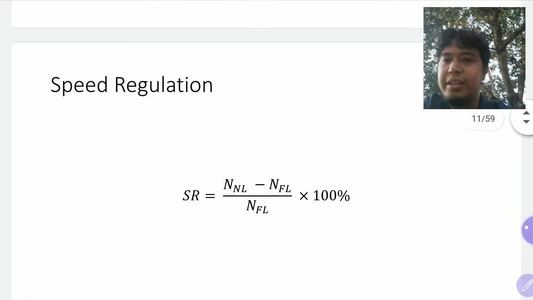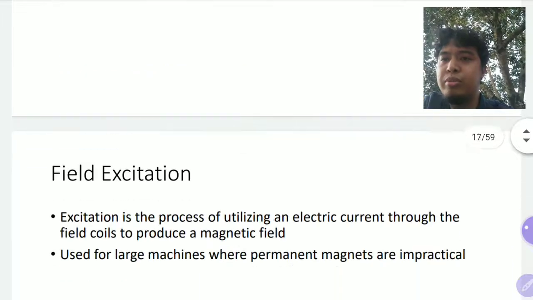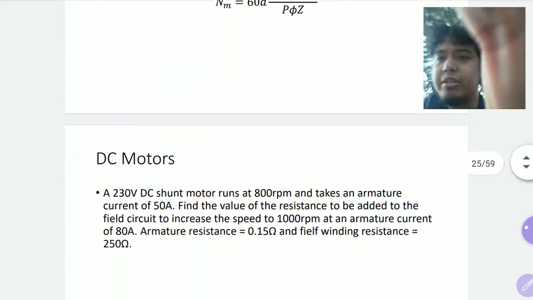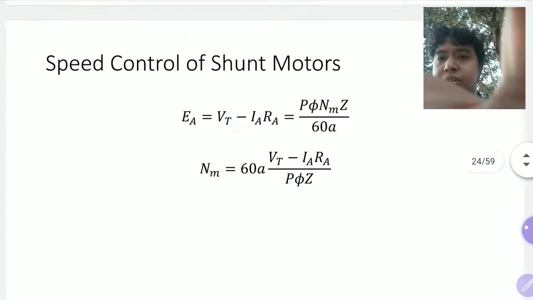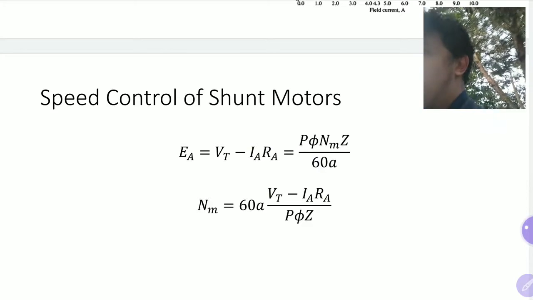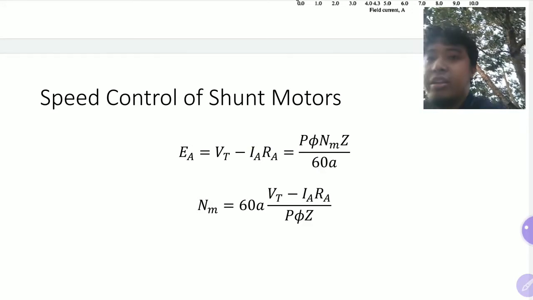Okay, so I'll move on to, I am not sure if I have speed control. So we'll go back to the formula of the armature voltage.